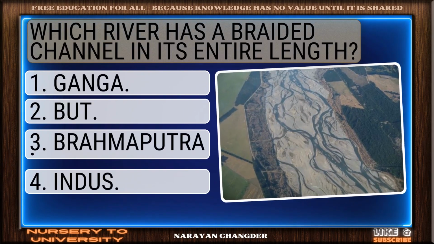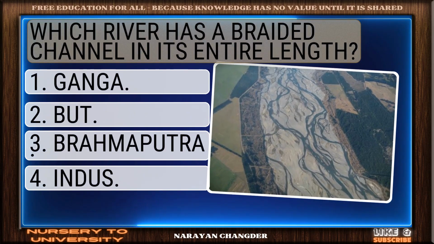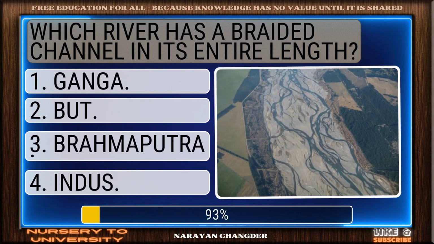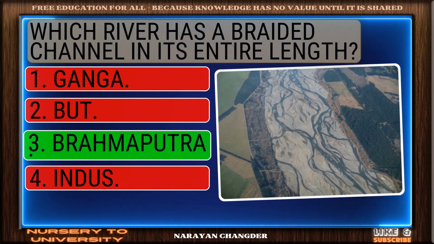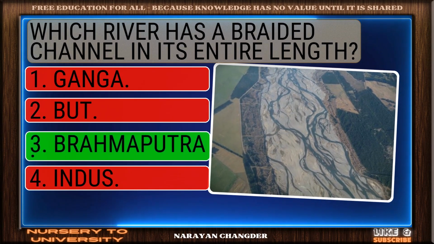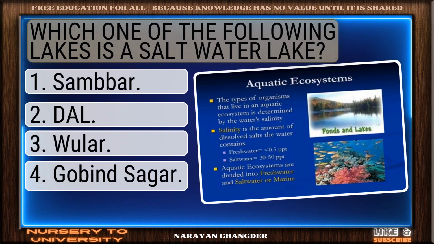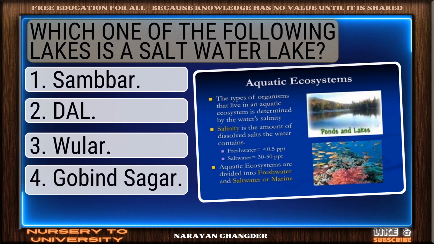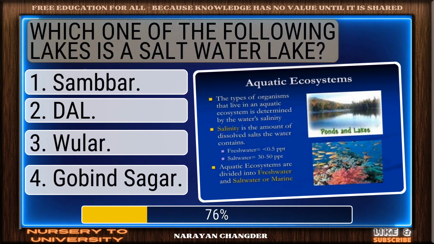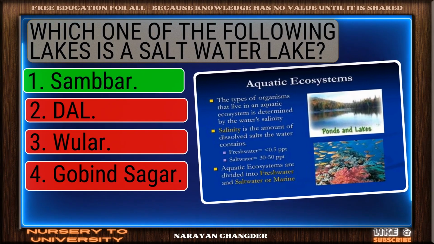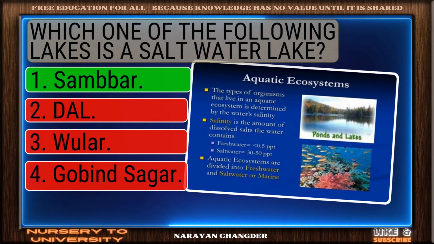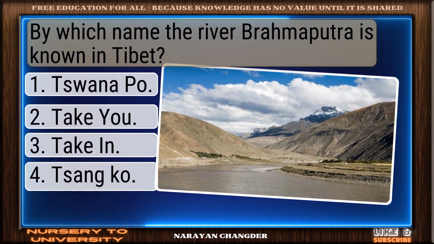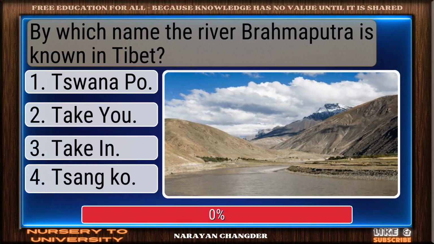Question number 103. Which river has a braided channel in its entire length? Nice selection. Brahmaputra is the correct and valid answer. Question number 104. Which one of the following lakes is a saltwater lake? You're right. Sambhar is the correct answer. Question number 105. By which name is the river Brahmaputra known in Tibet?